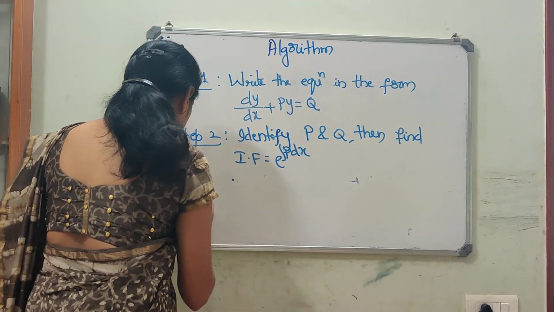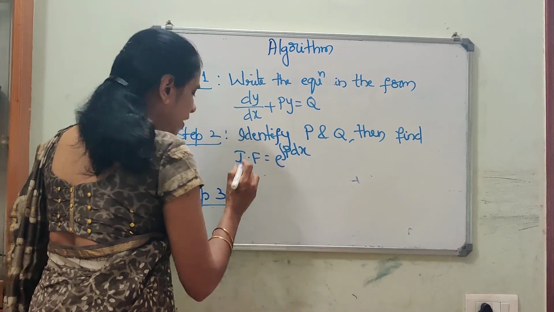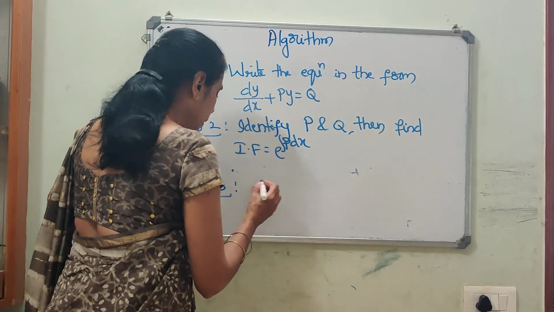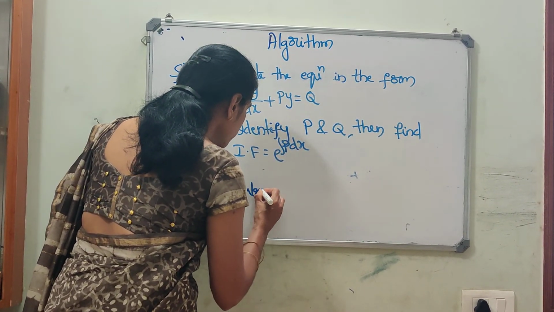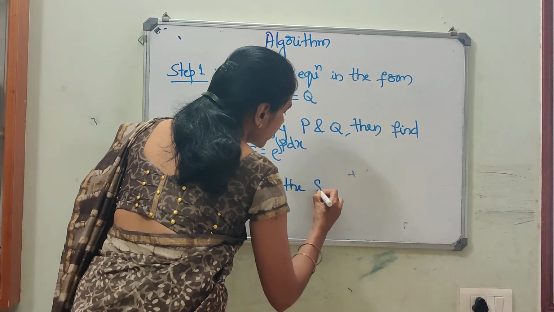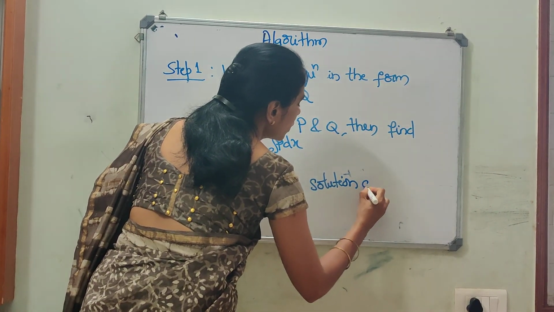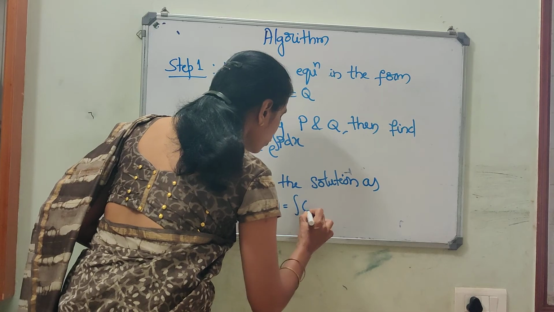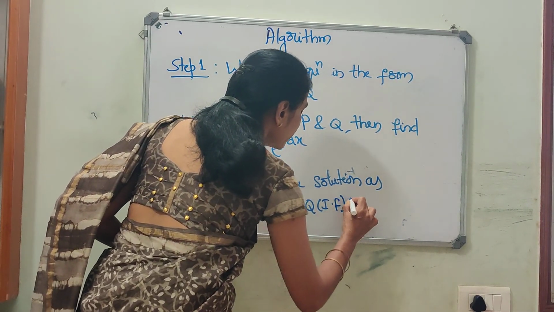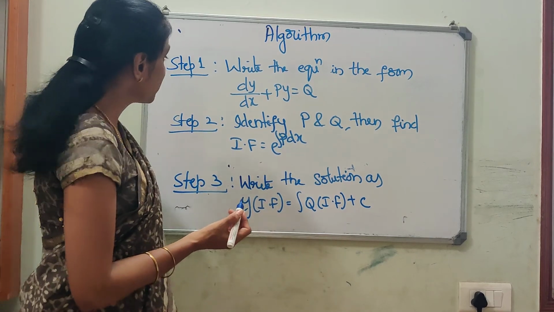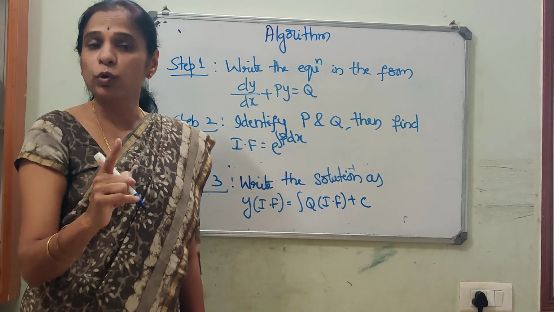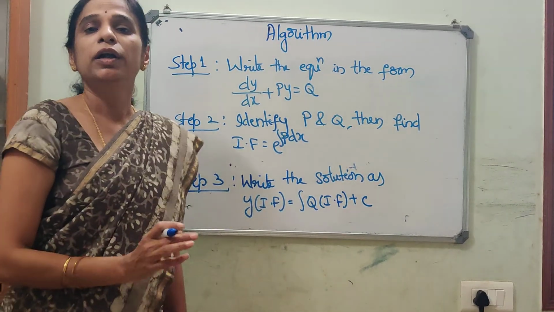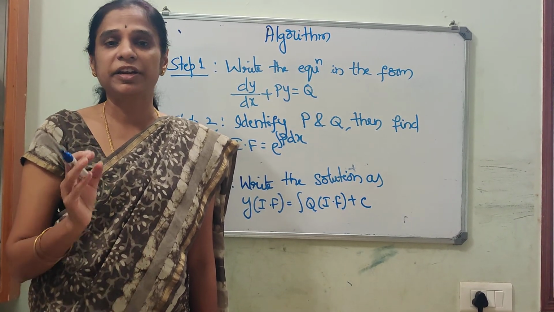Once you get this, what we did was we took this integrating factor, multiplied throughout by the integrating factor, rearranged and integrated to find the solution. But finally we know that the solution was in the form: write the solution as y into integrating factor is equal to integration of q into integrating factor plus a constant of integration. Since it is a first order differential equation, we are integrating it only one time. Therefore, we are going to get one constant. So, these are the steps involved to get the solution of a first order linear differential equation.